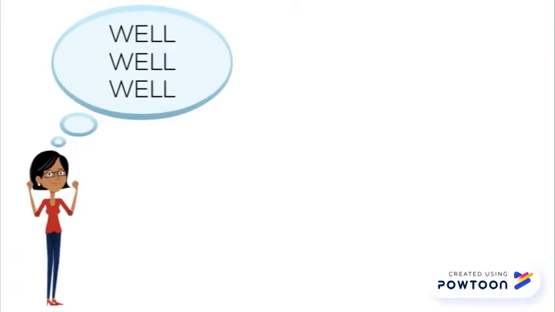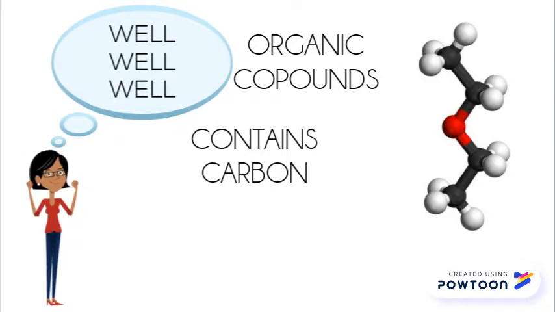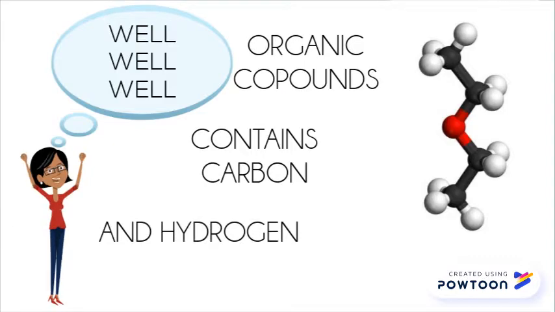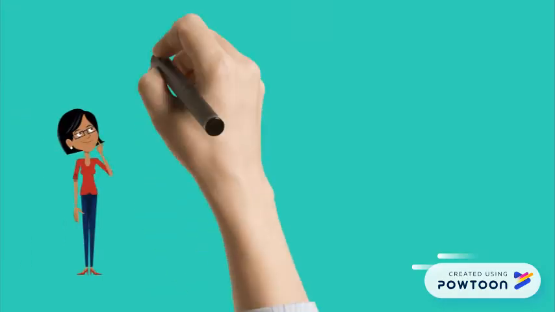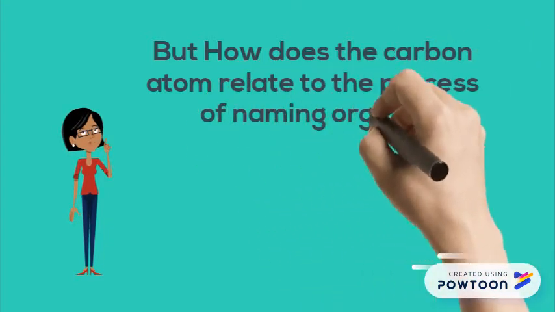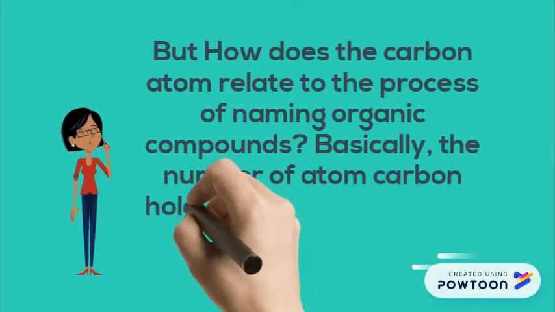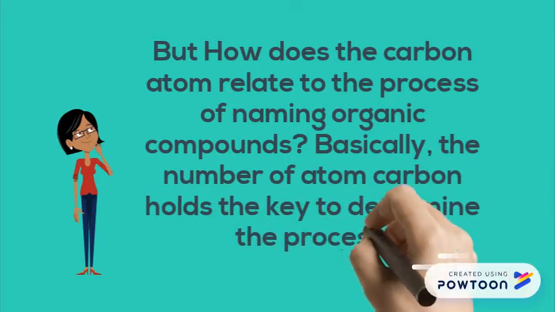Well, simply because organic compounds contain carbon, and it's good to keep in mind that almost all organic compounds also contain hydrogen. But how does the carbon atom relate to the process of naming organic compounds? Basically, the number of carbon atoms holds the key to determine the process.